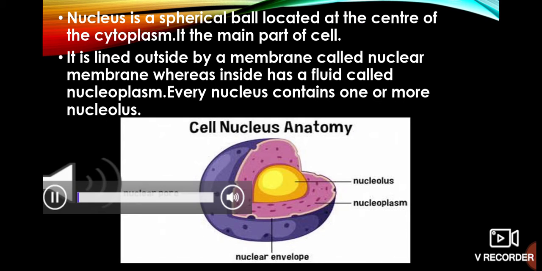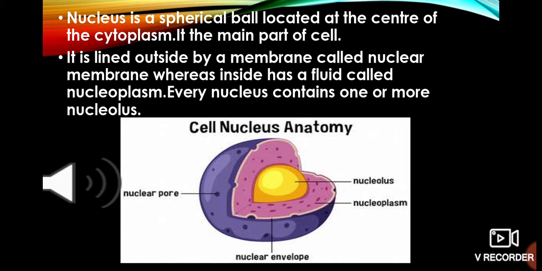The picture shows the nucleus, which is the most important part of the cell, the most important organelle, or you can call it the brain of the cell. It is because its function is similar to the brain of the body. Now where is the nucleus located? It is located in the center of the cell.